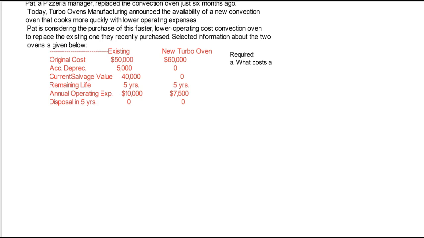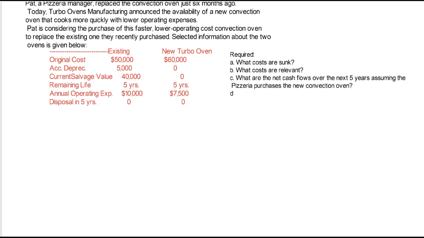So, required. A, what costs can be considered to be sunk costs? What costs are relevant? What net cash flows over the next 5 years, assuming they purchase the new machine? And what other items should they consider?